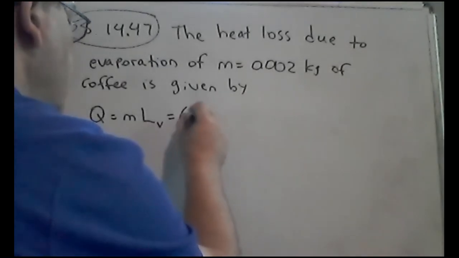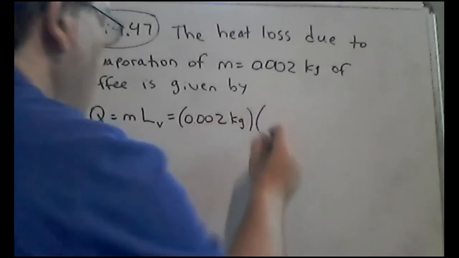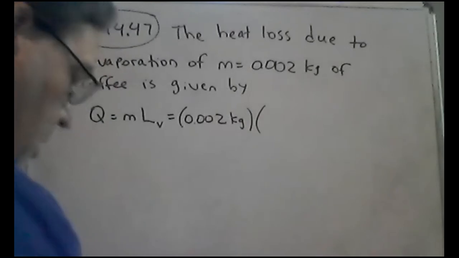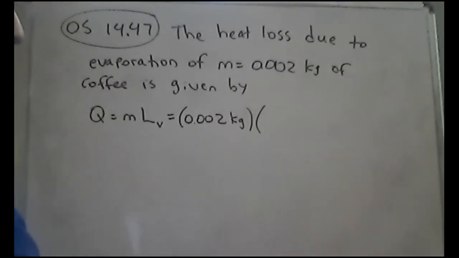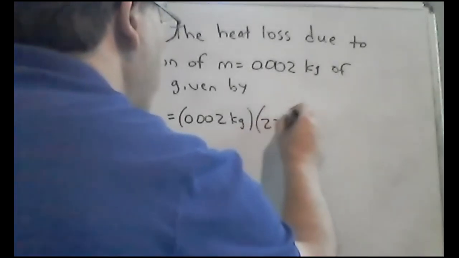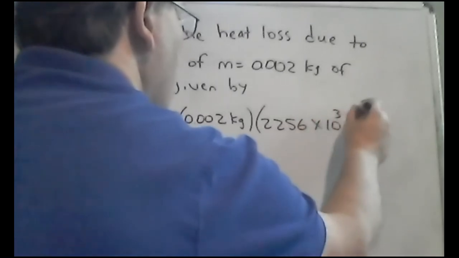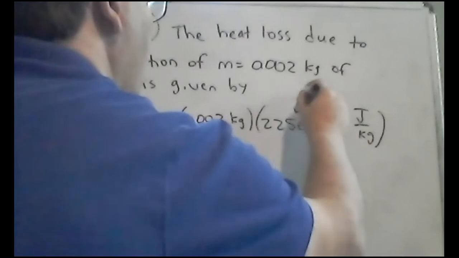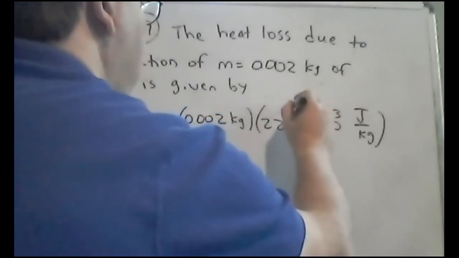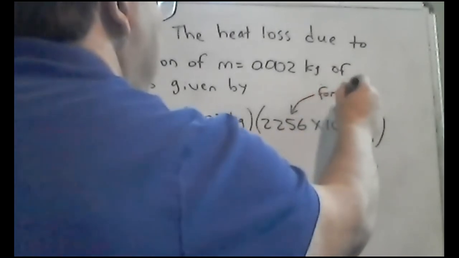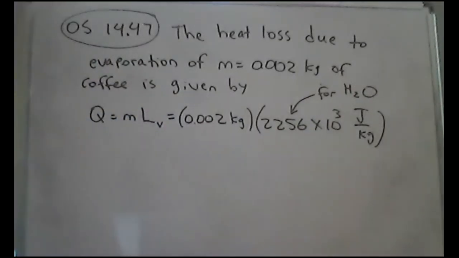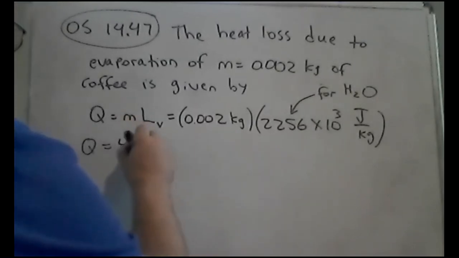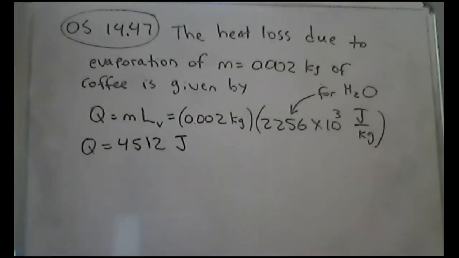So the little bit of coffee that's evaporated is 0.002 kilograms. Remember, the heat of vaporization is huge. It's a very large number. Phase changes are very expensive heat-wise. Heat of vaporization is 2256 times 10 to the third joules per kilogram. And that's for water. And there's a heat of vaporization for all the different substances. We do that calculation. The heat that has to be gained in this process is going to be 4512 joules. And of course, that's going to be at the expense of the coffee.